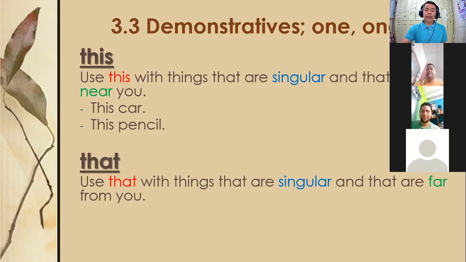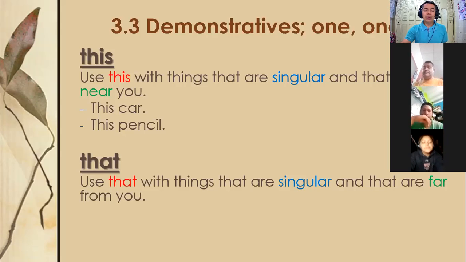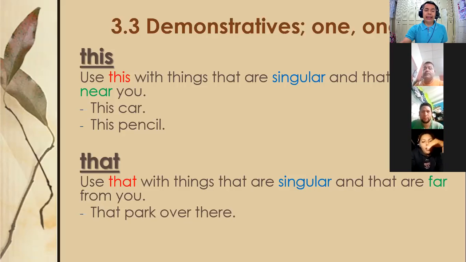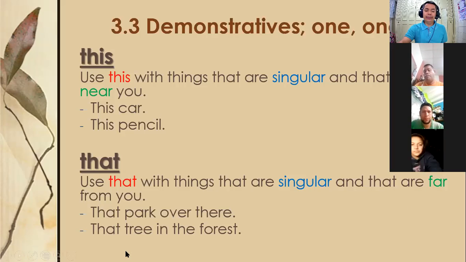Good. Now repeat after me, please. Use that with things that are singular and that are far from you. Example, right? That park over there, right? Ese parque que está por ahí. That park over there. That tree in the forest, right? That tree in the forest.